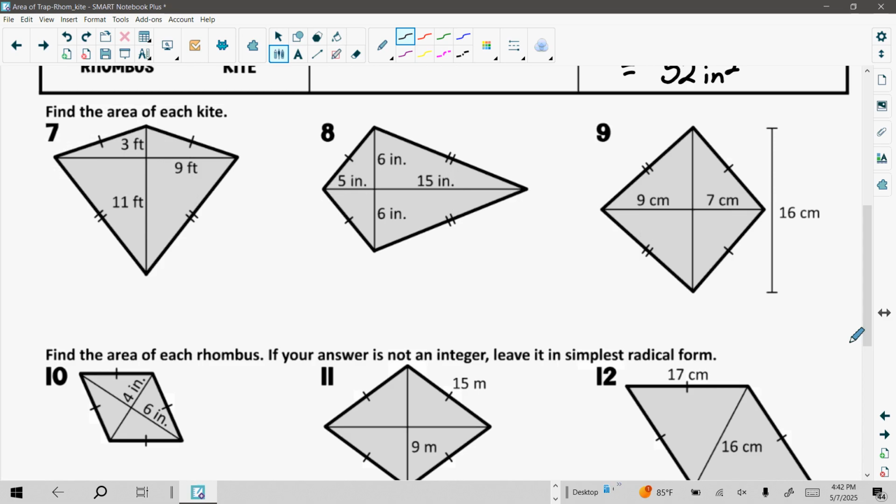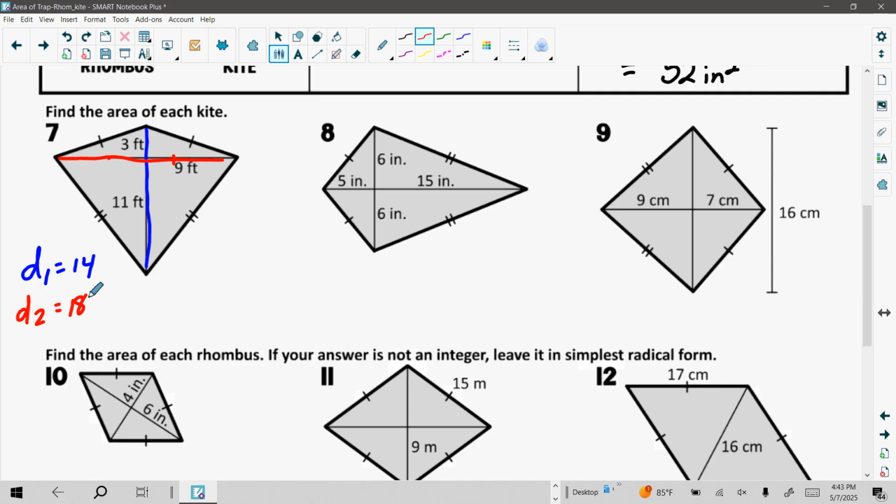7 through 9 here, this is a kite. And so again, add these two pieces to get diagonal 1 to be 14. And then the short diagonal, this gets bisected. So that is 18. We're doing diagonal 1 times diagonal 2. So same thing on 8.